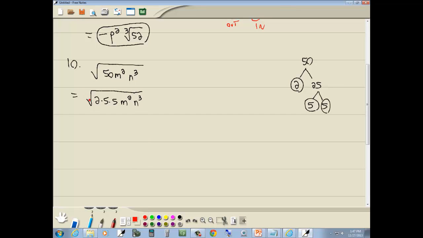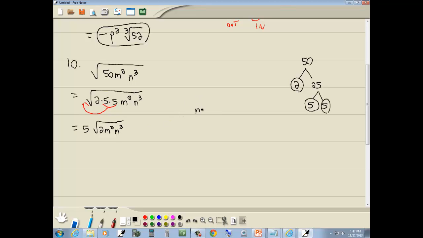Well, this is a square root. There's no number in the slot right here, so by default our index is 2, which tells us we're looking for a pair of somethings. Two of some, whatever. Well, here's 2 5s. So 2 5s are going to come out in front as a single 5. And then we got m squared n to the third.